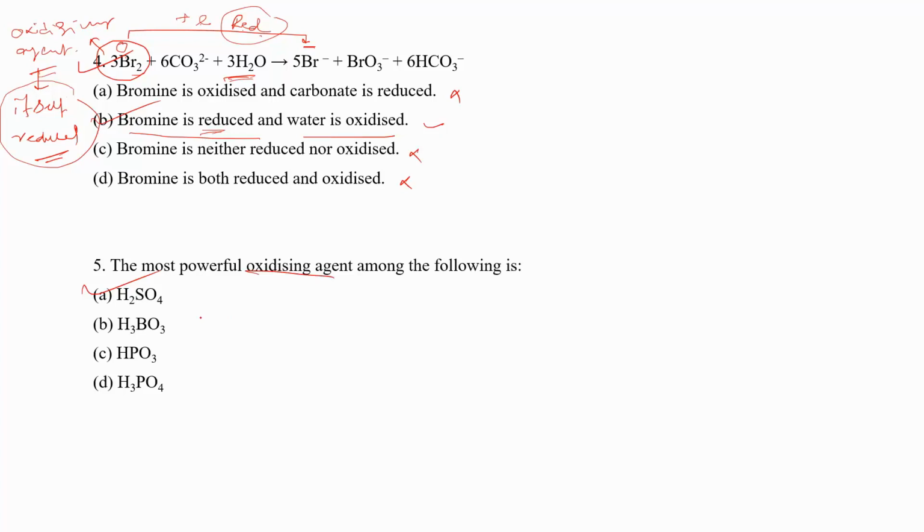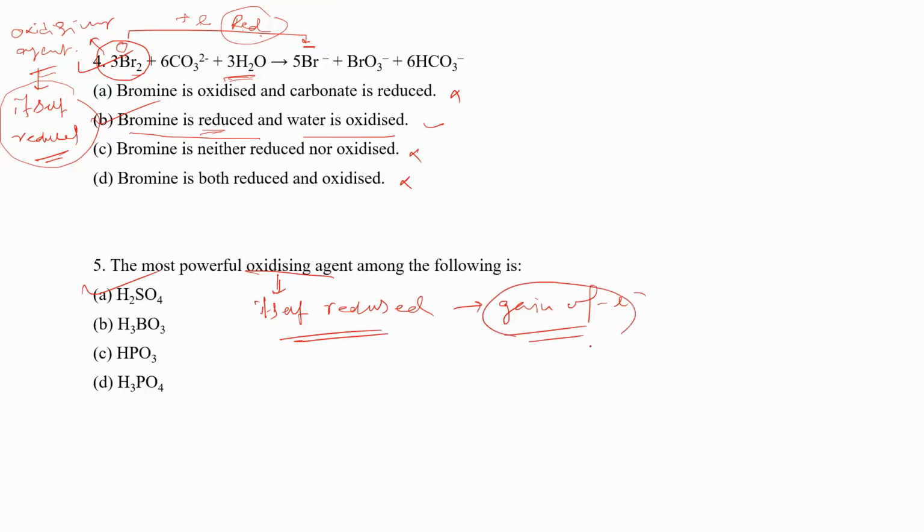It is a very interesting question: how will we know which is the most powerful oxidizing agent and which is the most powerful reducing agent? We know that an oxidizing agent can oxidize another species and it itself is reduced. It itself is reduced means gain of electrons. Oxidizing agent means it will oxidize another species but it itself is reduced, so that means it is a gain of electrons.